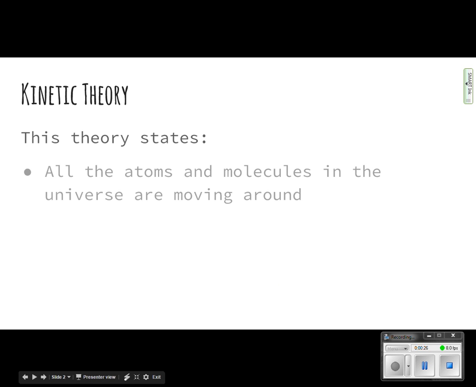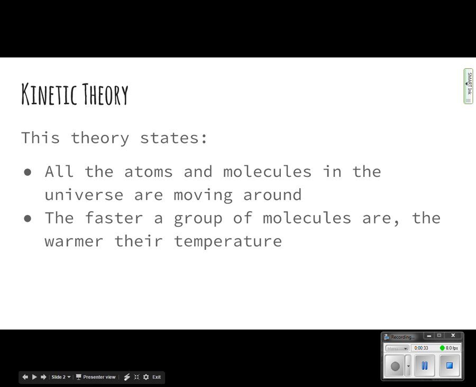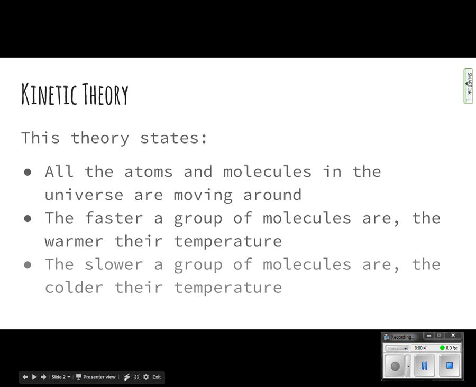Basically, the theory states that all atoms and molecules in the universe are moving around. They're moving in some way, shape, or form. The faster a group of molecules is, the warmer its temperature would be if you could take its temperature. And the slower a group of molecules is, the colder their temperature is. So even things that are solid and don't feel cold to the touch do have some temperature that you could take. And there is some movement happening with those molecules. It's very small movement, kind of like vibrations, but it's there.